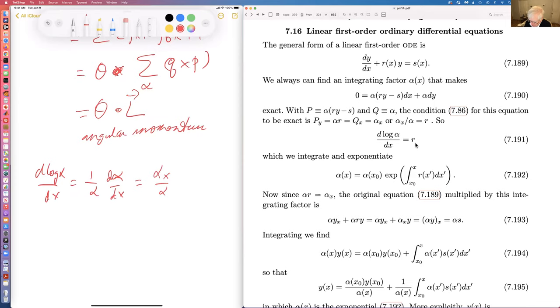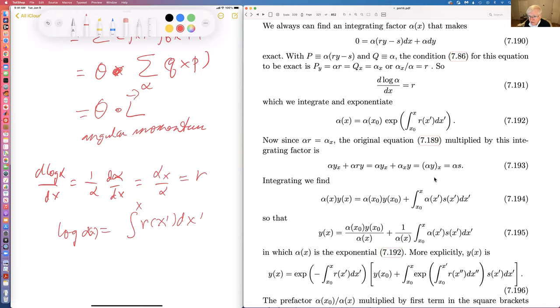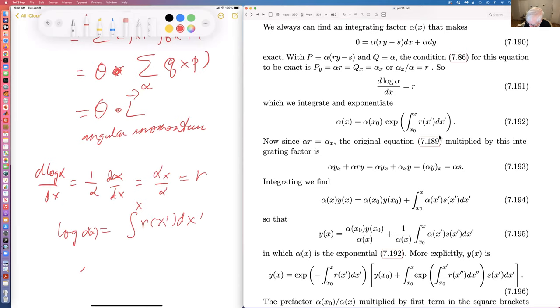And when you integrate that equation, what you get is log alpha equals, well, alpha_x equals R. So this is just the integral of R of x prime dx prime out to x. And that's this expression. Well, that's the log expression. You now exponentiate, you get alpha of x equals e to the integral of R of x prime dx prime. And that's this equation here.